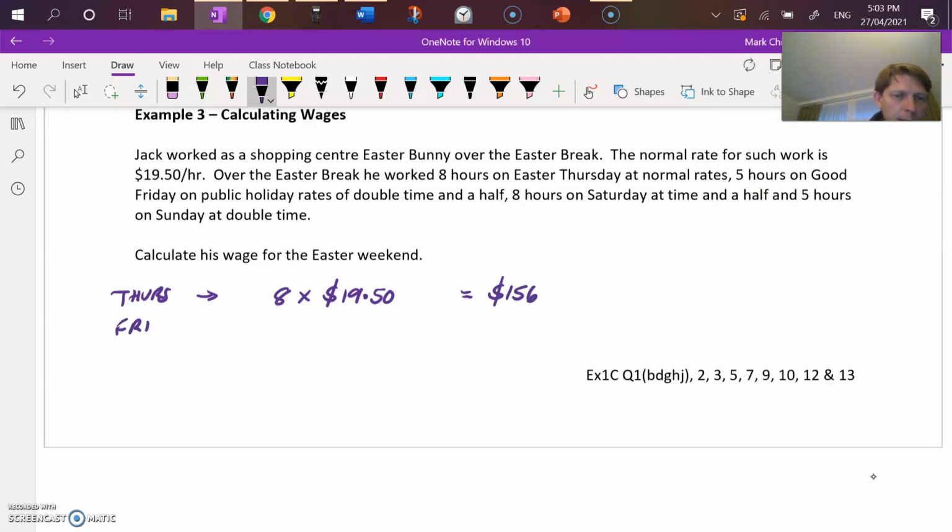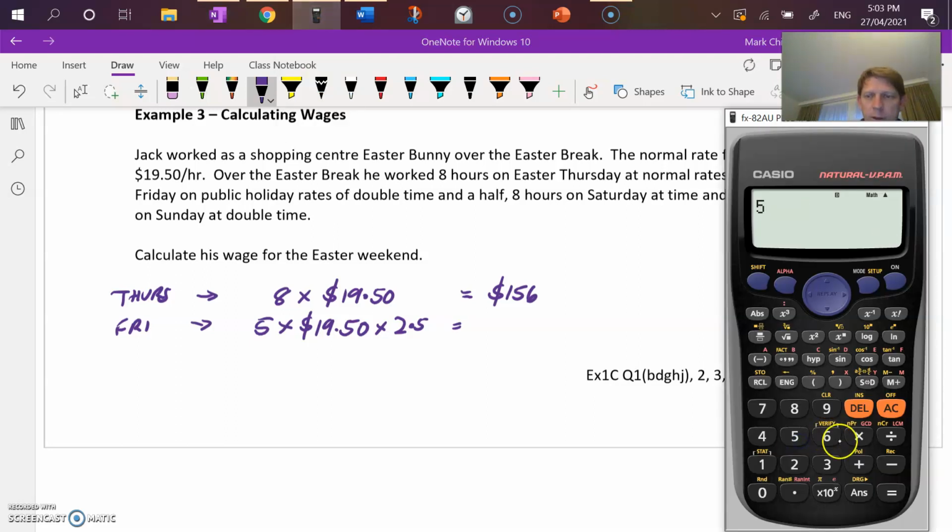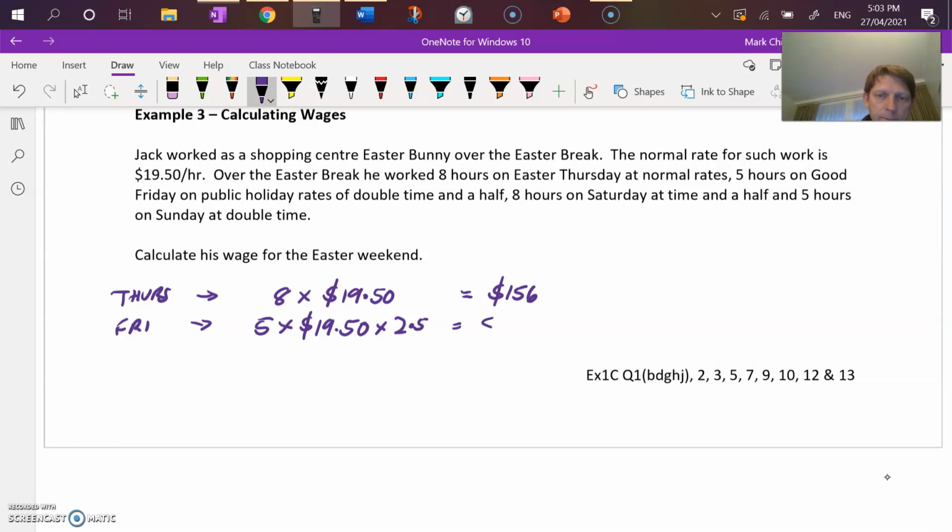On Friday, he earned penalty rates. So he worked for 5 hours, and his hourly rate is $19.50, but he gets paid on that day double time and a half, so 2.5 times his normal rate. So we put that into the calculator: 5 times $19.50 times 2.5. So we've got $243.75.